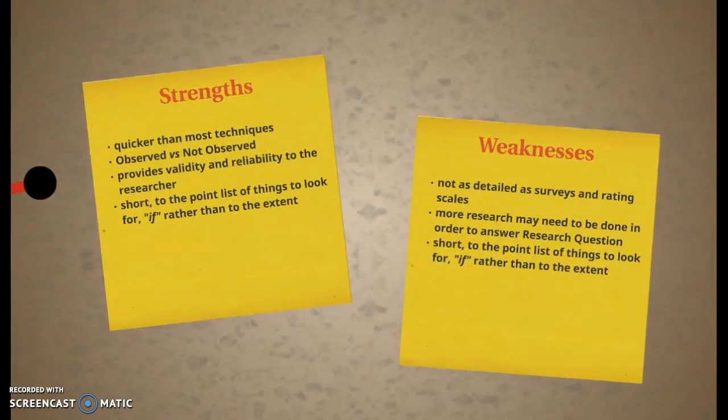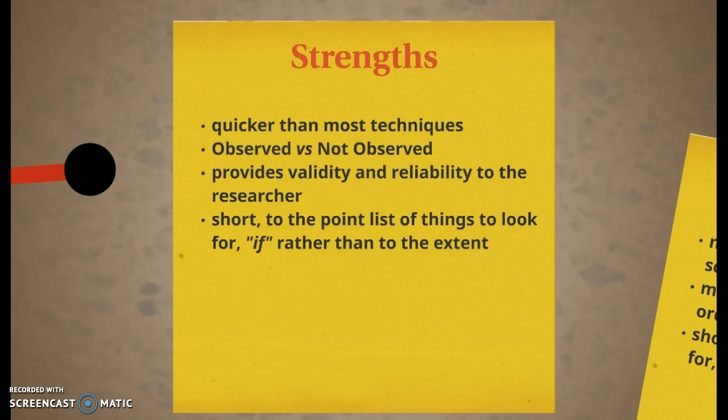So strengths and weaknesses. The strengths are that this is very quick. You can come up with this, not that you'd want to, but you could come up with this before your class enters the door. Highlight a few things that you're looking for, maybe 3, 4 things, and then you can walk around the classroom and check, check, check, yes, no, whether they were observed or not, which leads to observed versus not observed.